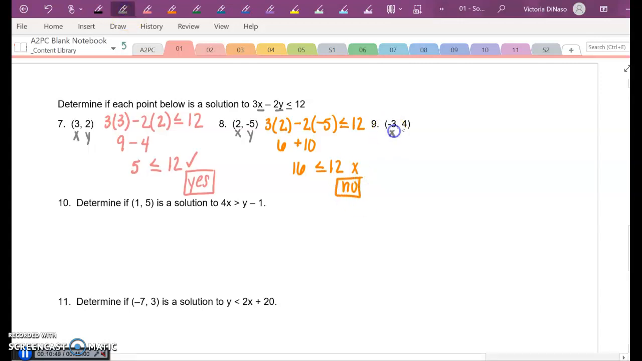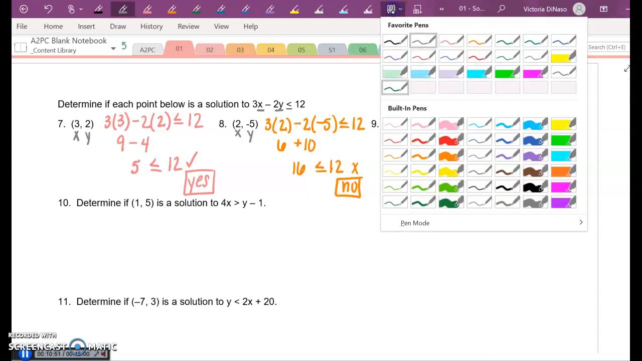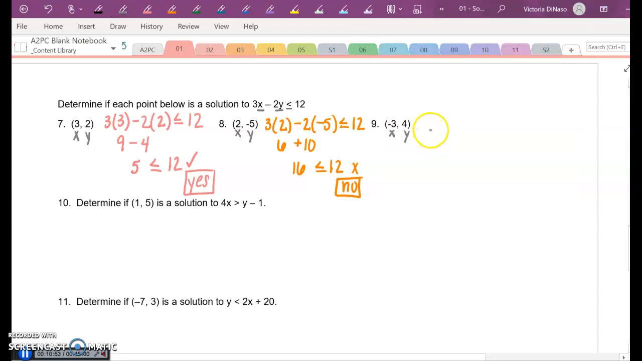And then finally, number 9, I'm going to take the x and the y, and we're going to input it into 3x minus 2y. So we have 3 times negative 3 minus 2 times 4 is less than or equal to 12. So we have negative 9 minus 8, which is negative 17, is less than or equal to 12. This is true, so therefore my answer is yes.